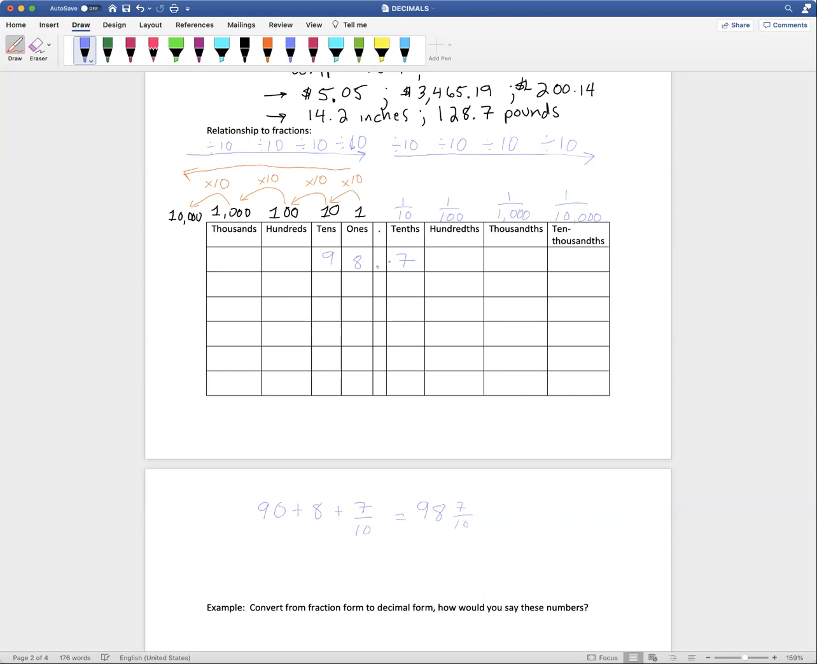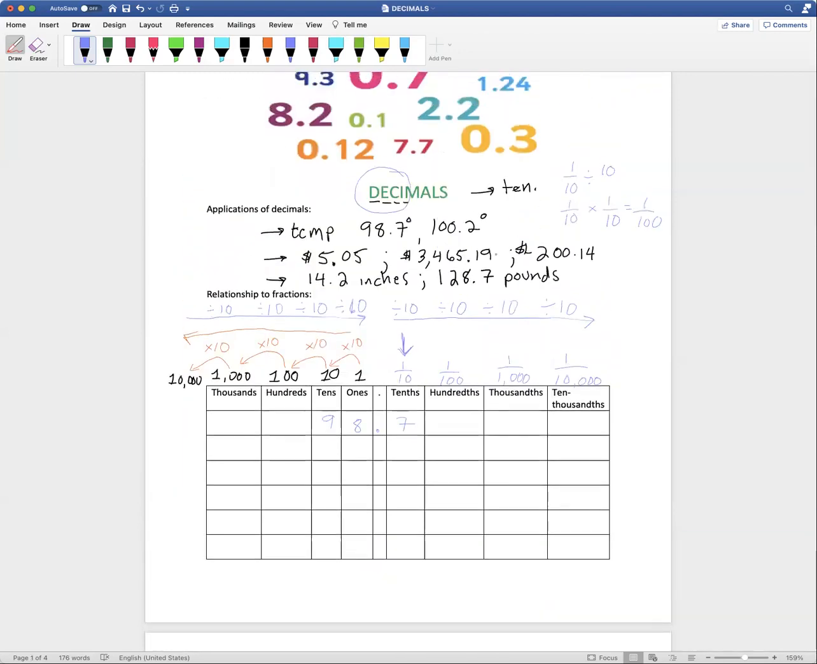So 98.7 in decimal form is the same thing as saying 98 and 7 tenths in fraction form, which is the same thing as saying 98 and 7 tenths in decimal form, right? So that first place value to the right of the decimal, we're going to call that tenths because it's out of 10. Well, let's take a look at another example.